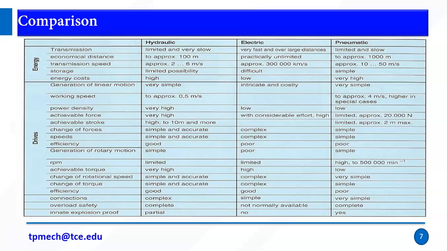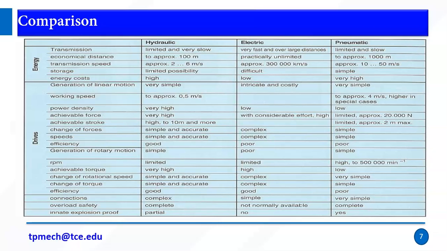So in terms of energy cost, electric is the lowest one. Hydraulic is high, pneumatic is very, very high compared to hydraulic as well as electric. So this is the comparison of energy. The next one is in terms of drivers, generation of linear motions. For linear motions, electricity is an intricate and costly one, because electric resistance may happen. But in terms of hydraulic and pneumatic, it's very, very simple.